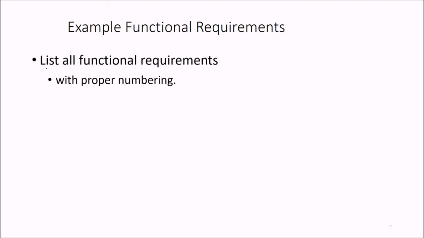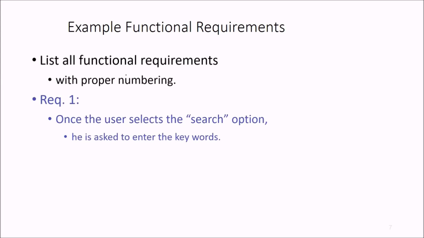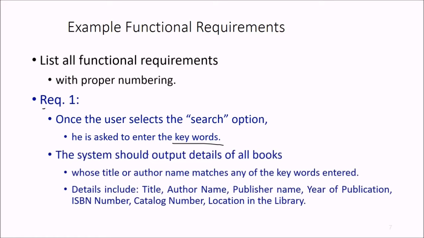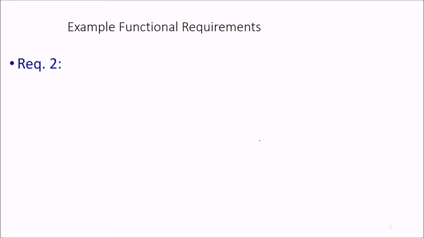What may be the functional requirements? You have to list all functional requirements with proper numbering. You have requirement one: once the user selects the search option, he is asked to enter the keywords. Let us take one more example. The system should output details of all books whose title or author name matches any of the keywords entered. And the details should be all these.